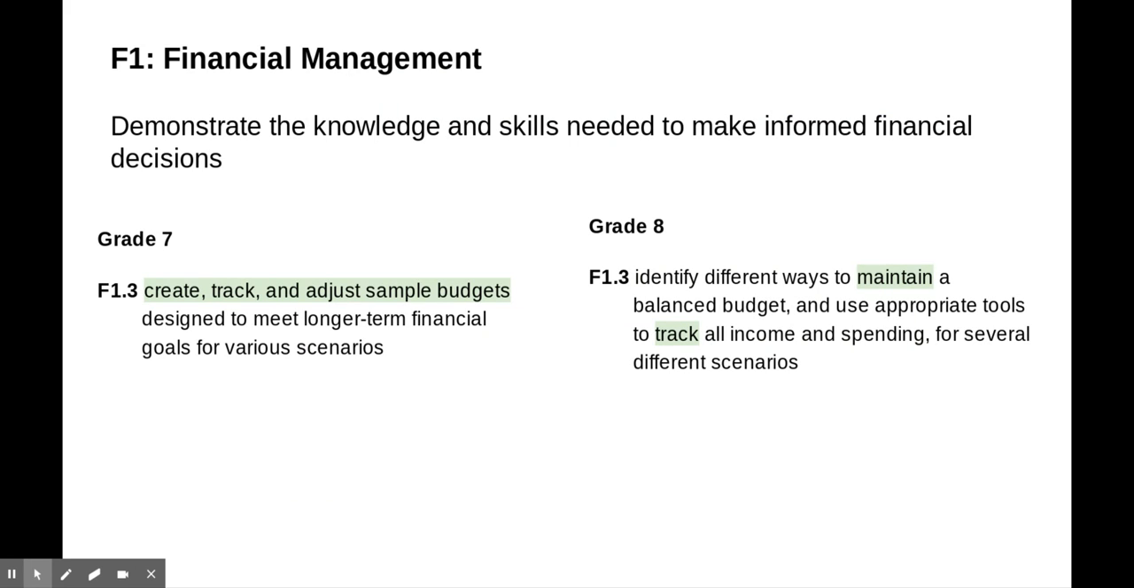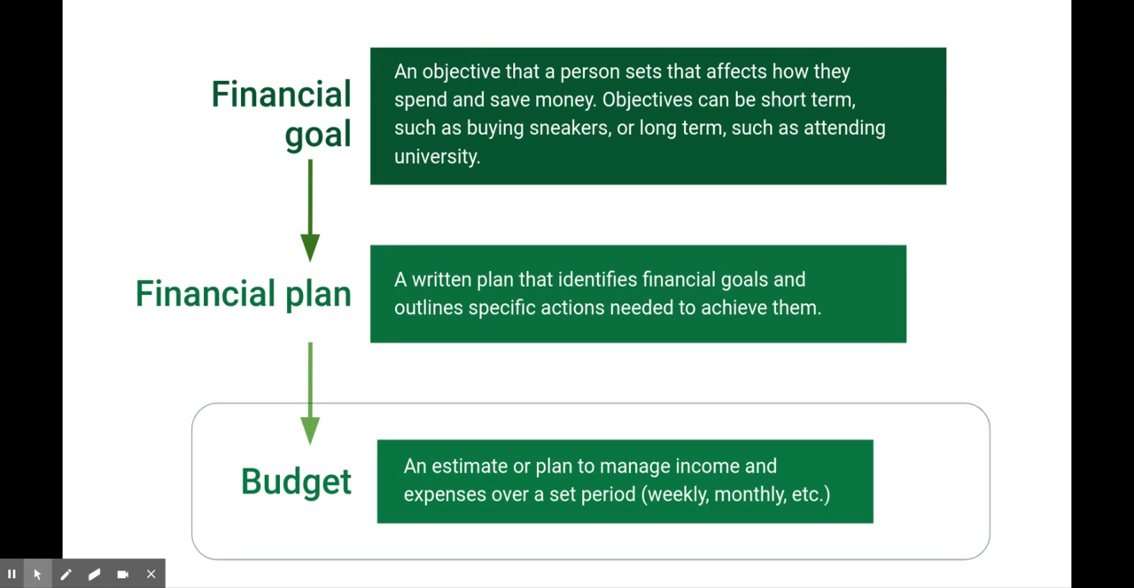The next specific expectation is F1.3, and that's around budgeting. So creating, tracking, and adjusting sample budgets for grade 7. And grade 8, very similar, maintaining a balanced budget and using tools to track income and spending. So we're really now focused on this idea: we have a goal, we've made a plan, so how are we going to budget for this? How are we going to budget our income and our expenses over a set period of time, whether it be a weekly or monthly budget?